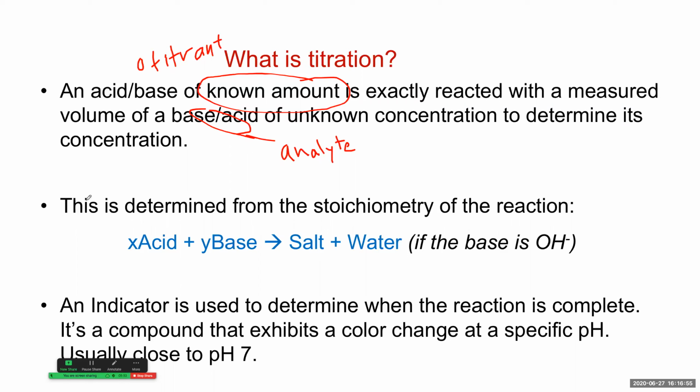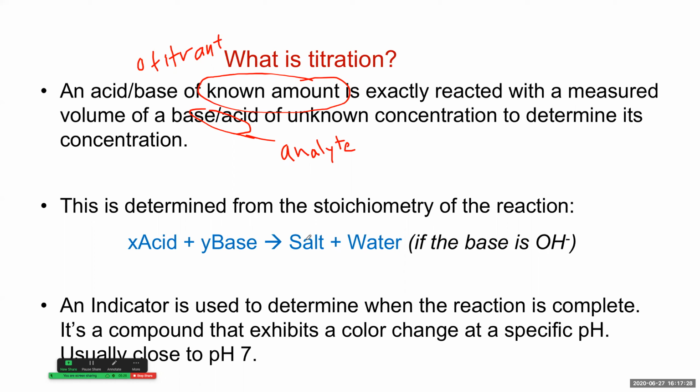So this titration is determined from the stoichiometry. I referred to a chemical reaction. So titration involves a chemical reaction, so a balanced equation is really important. So if we react an acid with a base, we have these coefficients that determine the mole ratio of the acid and the base. Sometimes that is used in the calculation of the concentration of the unknown substance.